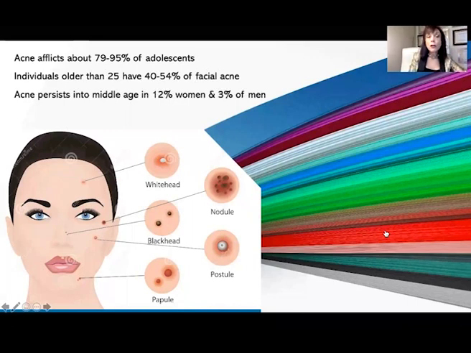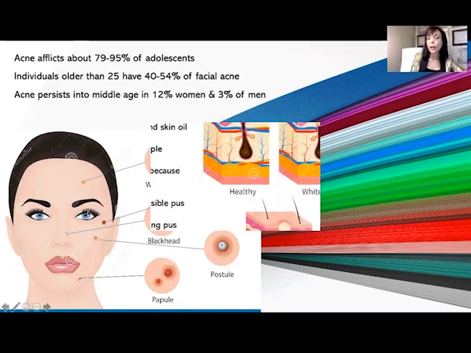Acne afflicts about 79 to 95% of adolescents. However, individuals older than 25 years old also have about 40 to 54% facial acne. Acne persists into middle age in 12% of women and 3% of men. And it comes in whiteheads, blackheads, papules, pustules, nodules, etc.